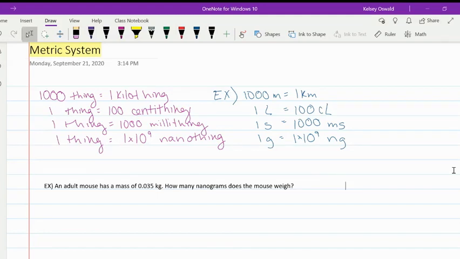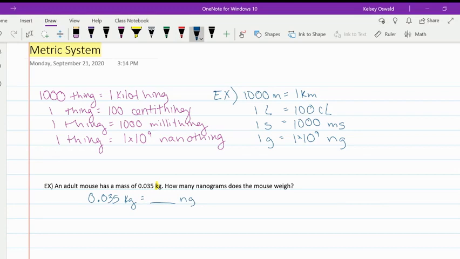Now that we are a little bit familiar with those metric prefixes that we can use to create those conversion factors, let's look at an example of what this would actually look like. So let's say we have an adult mouse that has a mass of 0.035 kilograms. That k tells us our prefix right here is kilo. We want to see how many nanograms the mouse weighs. So here we're starting off with 0.035 kilograms. We want to figure out how many nanograms this is equal to.